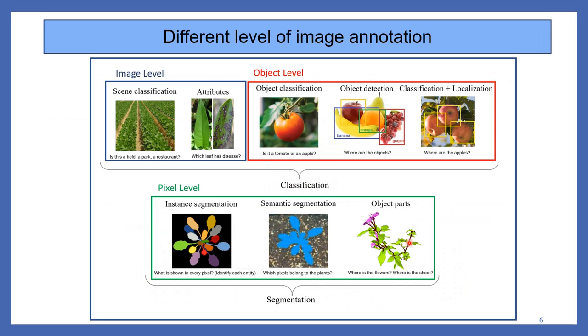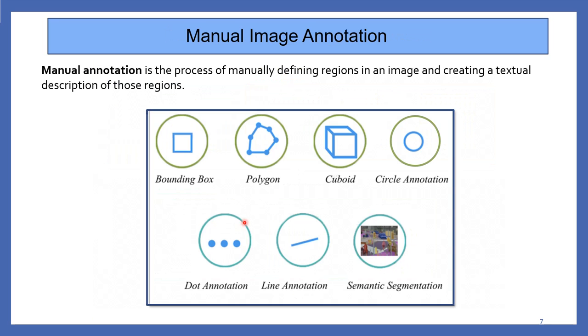Based on different tasks, for example, classification or segmentation, the annotation can be done on different levels. For example, you can see two samples of image annotation at the image level, or it can be done at the object level, or at the pixel level. Annotation is done by different tools, some of which you can see in this picture, and these tools are available on online or offline platforms.